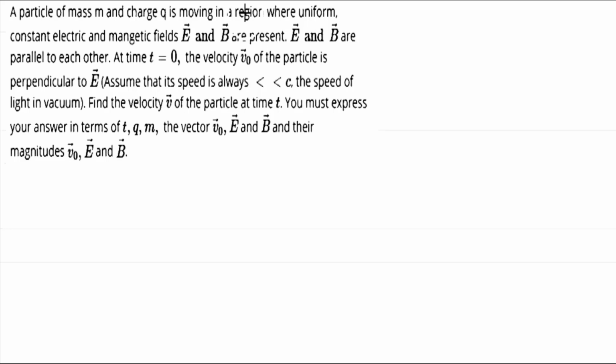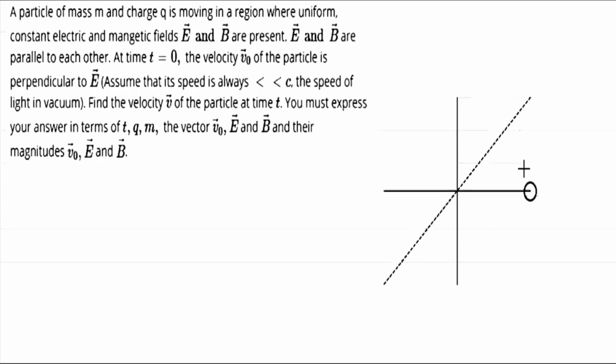What is the situation? So the situation is like this. If we draw our coordinate axes, it is given that E and B are parallel to each other, and V naught is perpendicular to E. So we just define that. Let's say this is our x direction, this is our y direction, and this is our positive z direction.